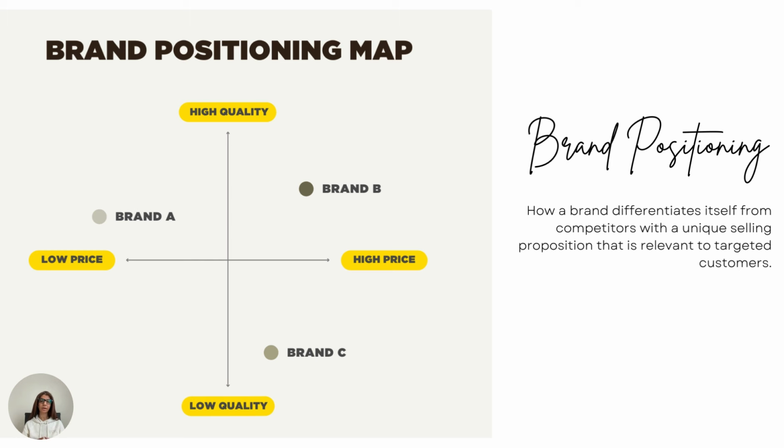When we are talking about brand positioning, it is how your brand differentiates itself from your competitors with a unique selling proposition and how it is relevant to your targeted consumers. Usually, brand positioning is given in terms of a brand positioning map wherein you take certain elements and you try and put yourself, that is your brand, as well as your competitors on the map. For example, here we have represented the brands and their map in terms of axes of quality and price.